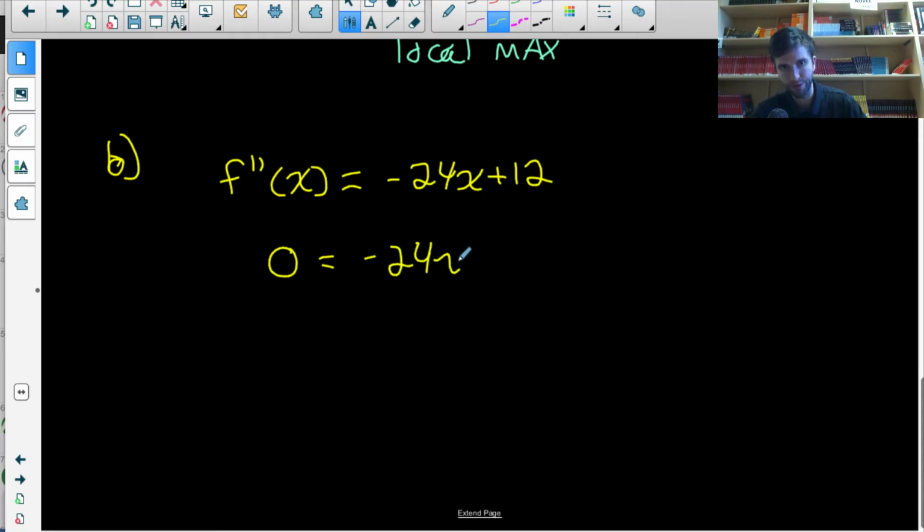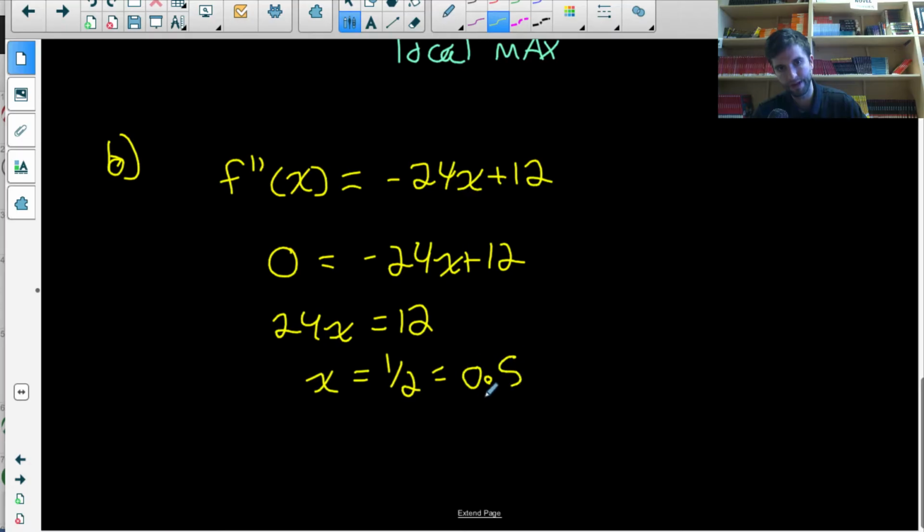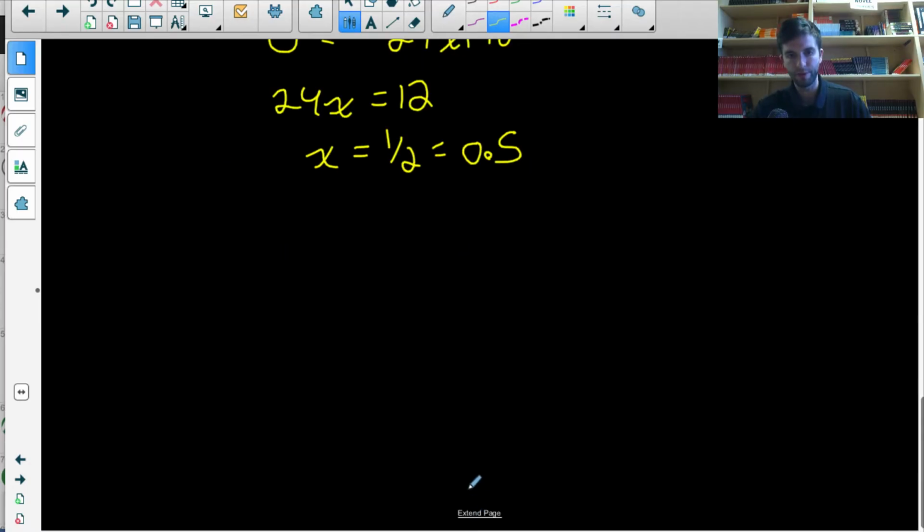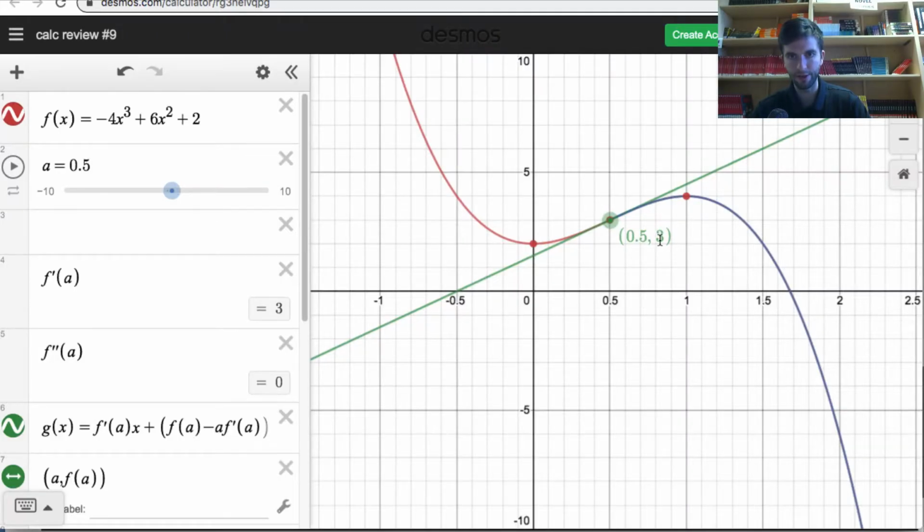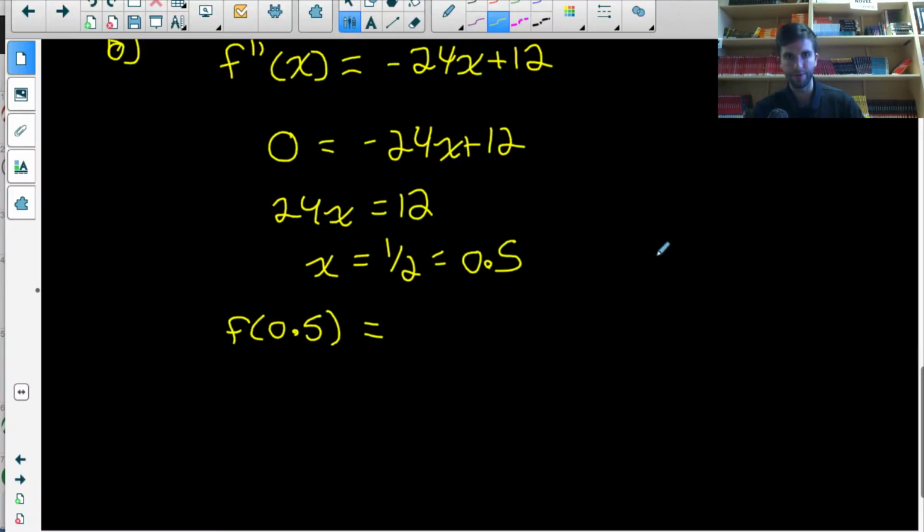And this is just a linear equation to solve. So I could just rearrange this and get x equals a half, right, 0.5. So that's a possible point of inflection. Actually, I should get the y coordinate that goes with it as well. So f at 0.5, notice the y value is 3, and we can get that by plugging it into this equation. I have Desmos doing that for me right now. So f at 0.5 equals 3. So our possible point of inflection is the point (0.5, 3).